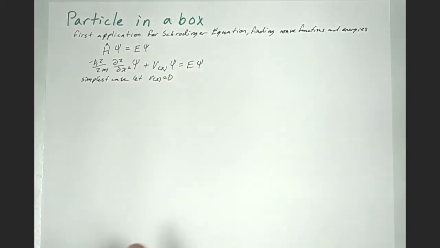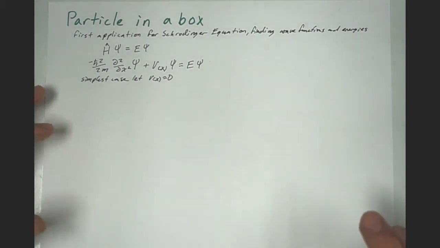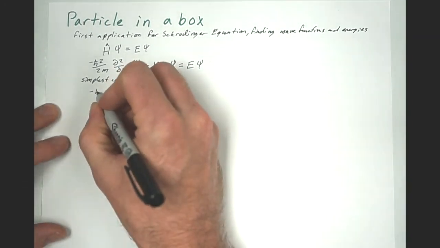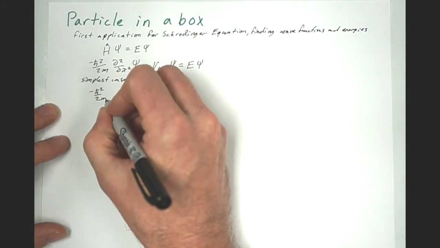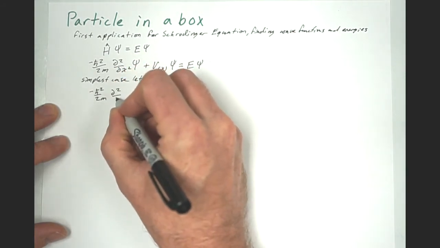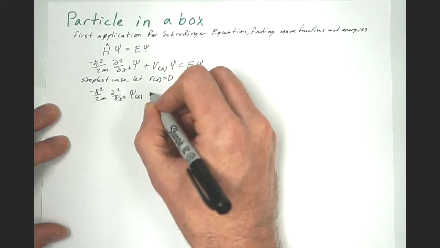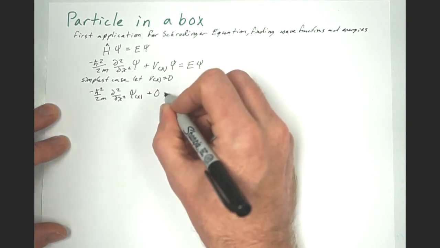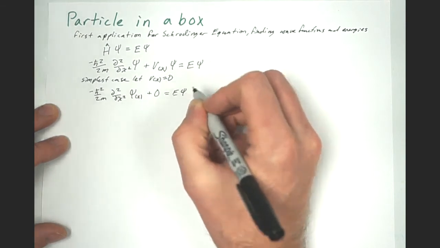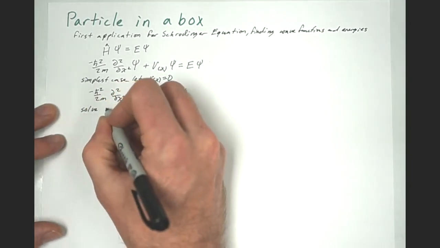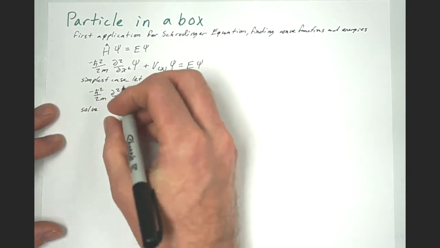So we've just got a wave function that can sit on a perfectly flat potential energy surface, nothing making this more complicated. So we can rewrite this, minus h bar squared over 2m times the second derivative with respect to x squared of our wave function plus 0 equals E psi. We're going to solve this just like we've solved other equations back in chapter 2.